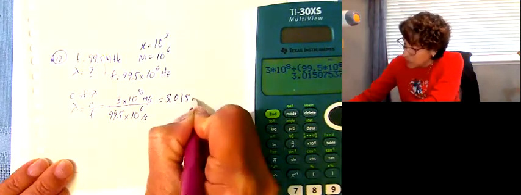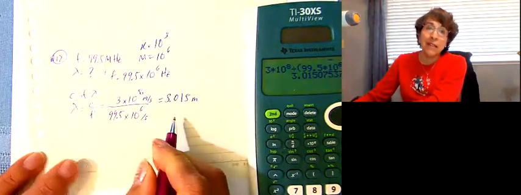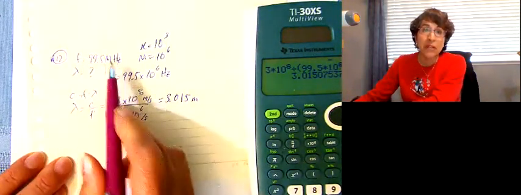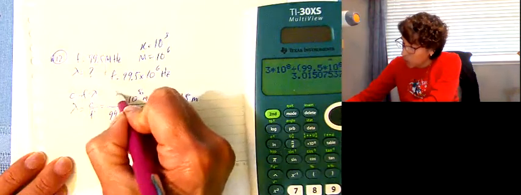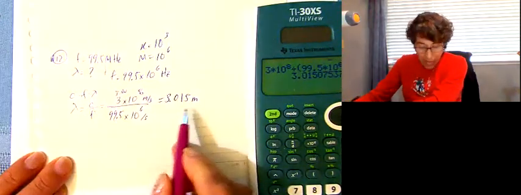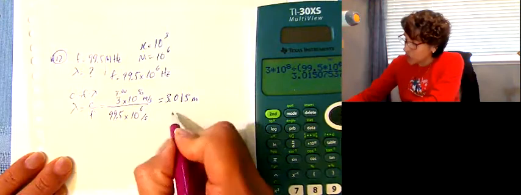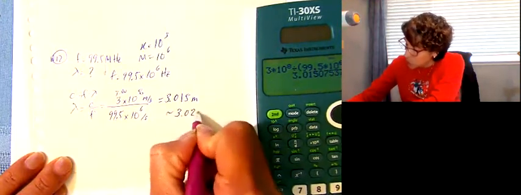So I'm confident that that's correct: 3.015 meters. And now I'm going to look at significant figures. I have a 3 here. This one's really actually 3.00. So I should have at least 3 significant figures. So this ends up being about 3.02 meters.